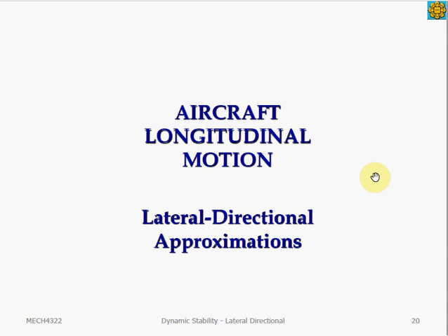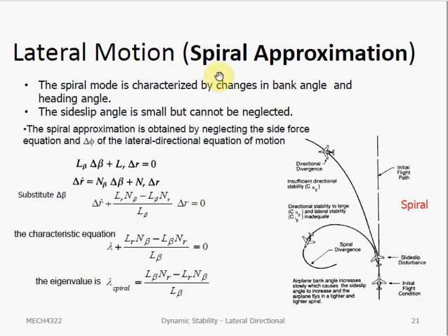In this part of the video, we are going to derive the approximations of the lateral directional mode of motion. We start with the spiral mode, which is characterized by changes in bank angle phi and the heading angle psi. The side slip angle actually remains close to zero. However, we cannot neglect the side slip angle in the spiral approximation because all of the aerodynamic moments are dependent on the side slip.